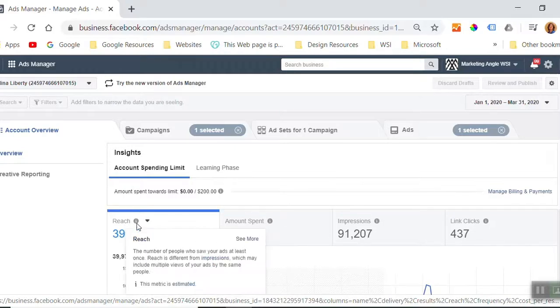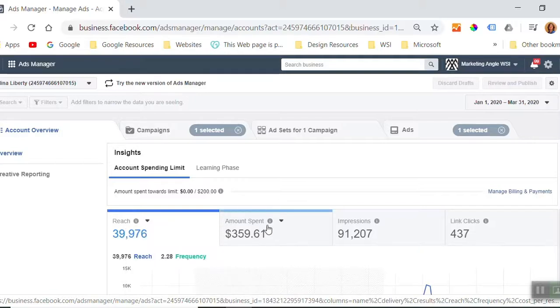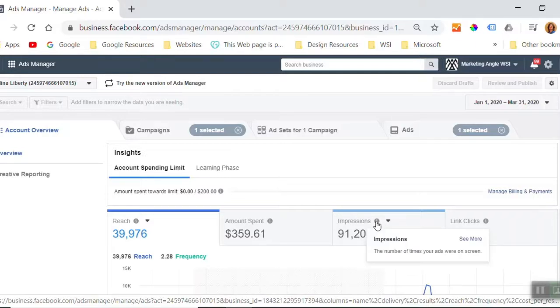So they have these little eyes here, and it will explain to you what those items are. And we can see that reach is the number of people who saw your ad at least once. Reach is different from impressions, which may include multiple views of your ads by the same people. And then, of course, amount spent, that's an obvious one in that time frame. And then the impressions is the number of times your ad was on the screen.